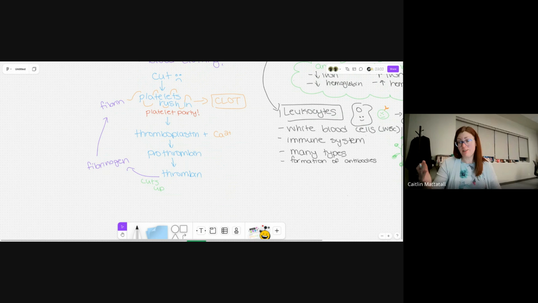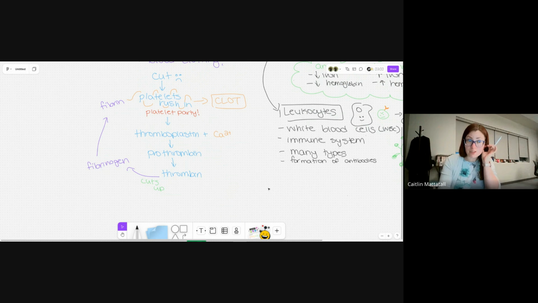How I remember the throm names, the ones that have the word throm, THROMB, is that they all go together, and I group them from the biggest word to the smallest word. So thromboplastin to prothrombin to thrombin. And then we move into the fiber sounding words, fibrinogen and fibrin. Again, we start with the biggest word, fibrinogen, and we end with the smaller word, fibrin.